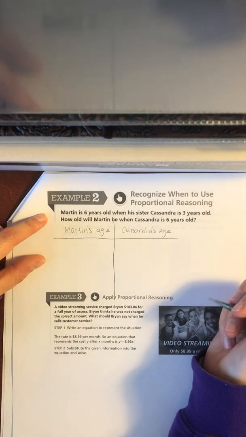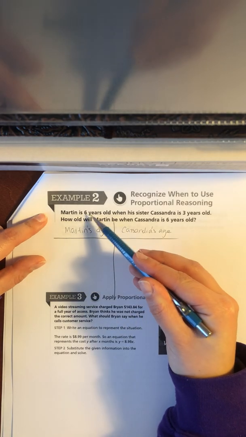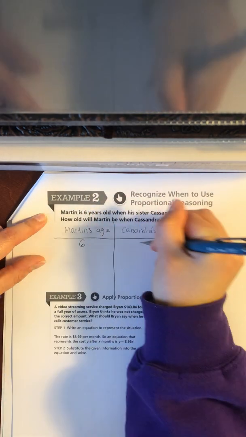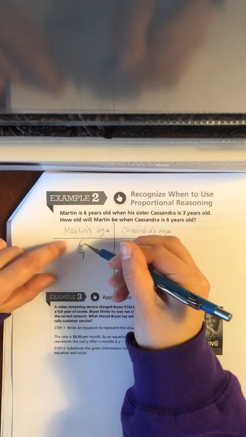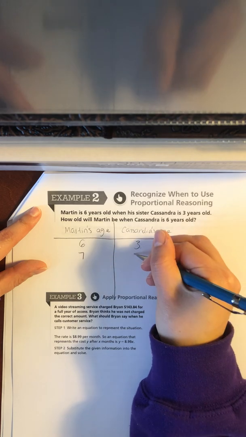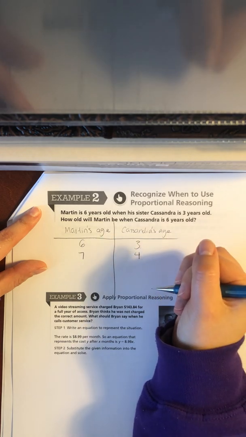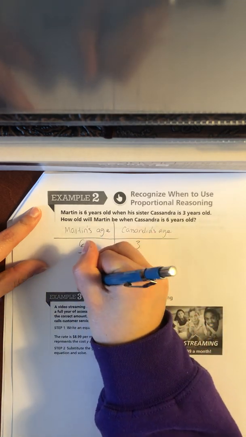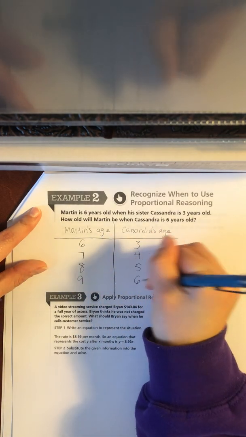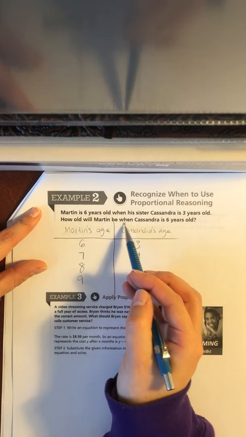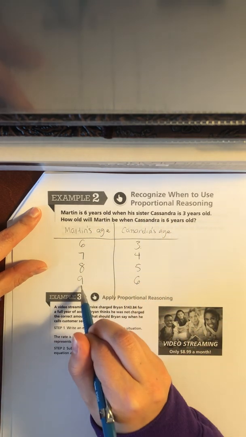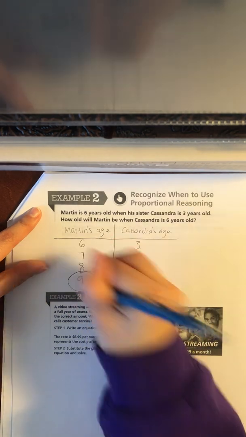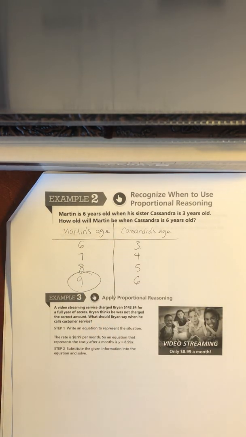Okay, so if Martin is 6 years old when his sister is 3, so now if Martin is 7, right, if he ages 1 year, Cassandra will be 4, right, because she's also going to age 1 year. When he turns 8, she'll be 5. When he turns 9, she'll be 6. So it says, how old will Martin be when Cassandra is 6 years old? So when Cassandra is 6 years old, Martin will be 9 years old. Okay? Next one, example 3.